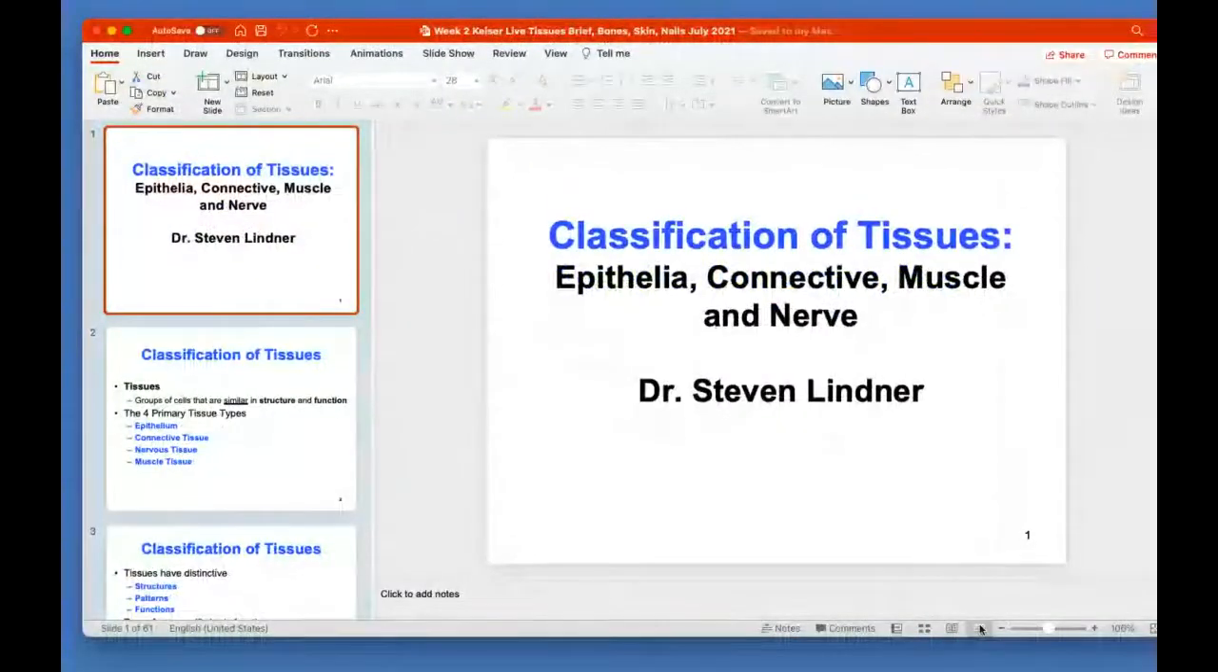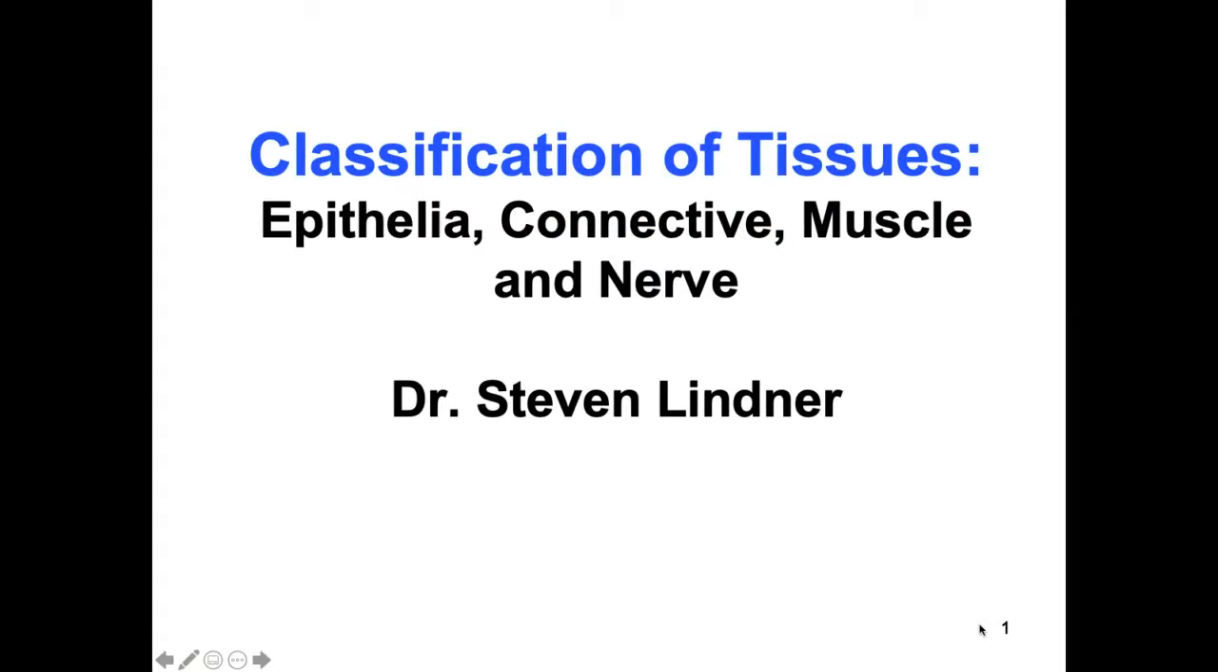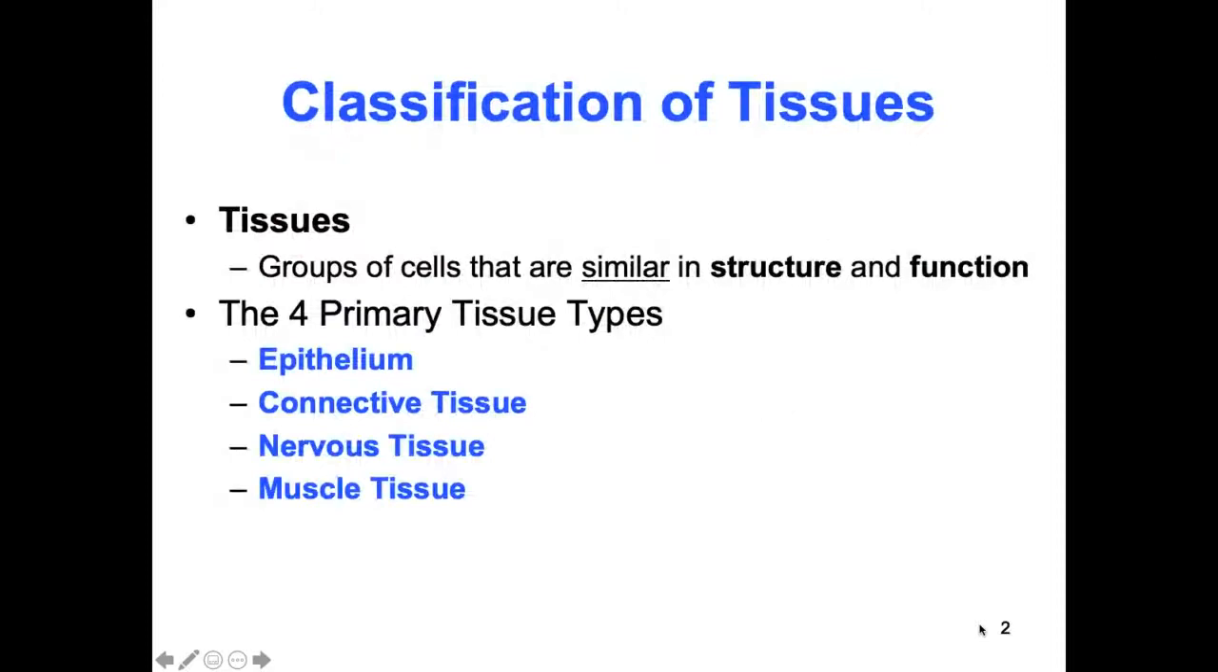Okay, in this lecture, we will be talking about different types of tissues, the classification of tissues. We'll talk a little bit about structure and function. So there are four primary types of tissues. They are epithelium, connective tissue, nervous tissue, and muscle tissue. We are going to talk about each of these in detail and the significance of them.